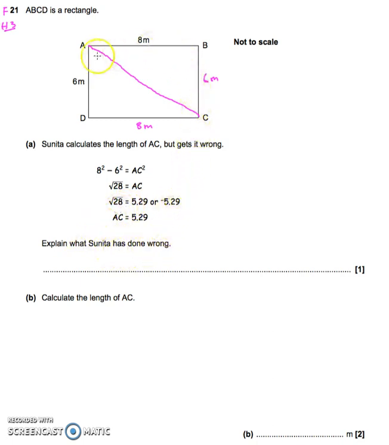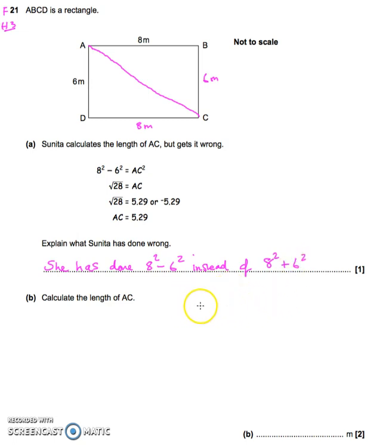Basically, to calculate that length, you would need to do this squared plus this squared, and then square root your answer. And she's done this squared minus this squared. So she has done 8 squared minus 6 squared instead of 8 squared plus 6 squared. There's our answer to that first part of the question.